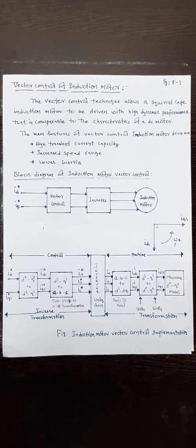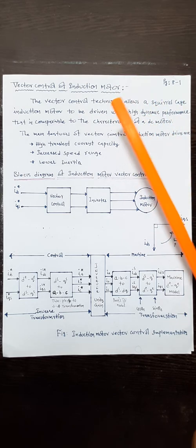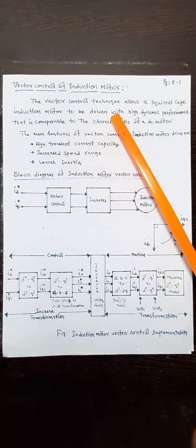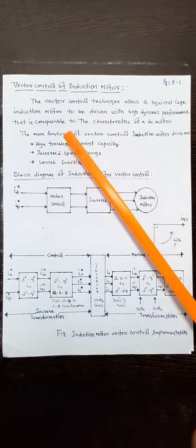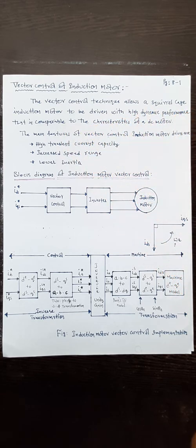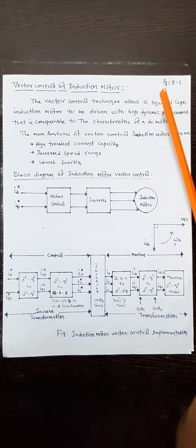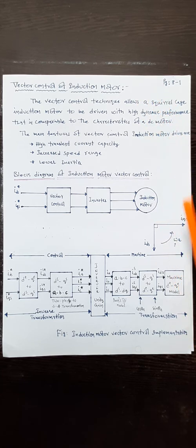Vector control techniques allow a squirrel cage induction motor to be driven with high dynamic performance that is comparable to the characteristics of a DC motor. The DC motor is compared here because it has two independent fluxes and independent currents. The field flux as well as the armature flux are exactly in quadrature, exactly 90 degrees to each other. But here you observe that the rotor and stator currents are not independent currents. So in this case, how is the methodology to be taken into consideration?